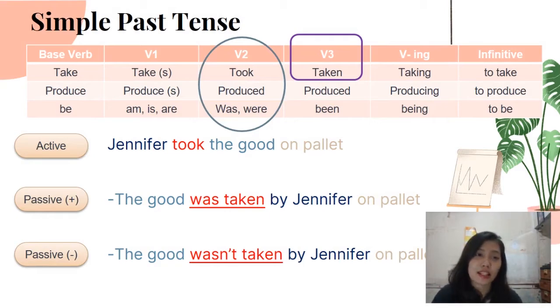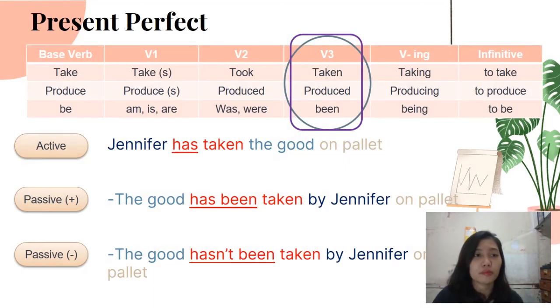We move to the simple past tense. The simple past tense uses the verb 2 column. For example, in this sentence: Jennifer took the good on pallet. If we change it to positive passive, it becomes: the good was taken by Jennifer. If we change it to a negative passive sentence: the good wasn't taken by Jennifer. Next slide.